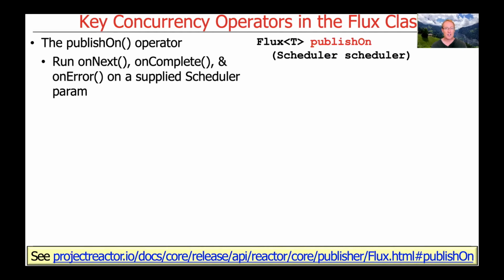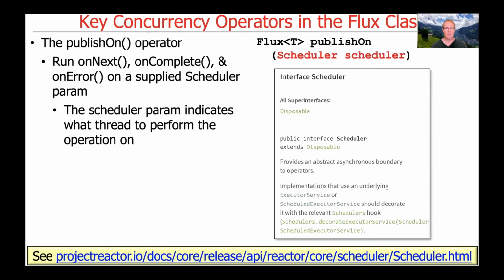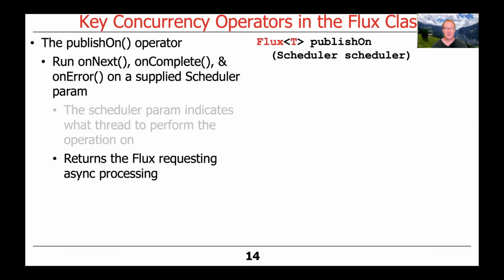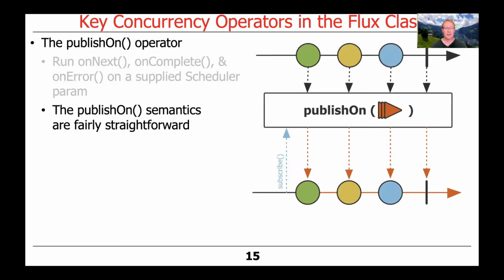Let's now turn our attention to a companion operator called publishOn. This operator arranges to run the onNext, onComplete, and onError methods on a supplied scheduler param. Once again, this scheduler param indicates what thread to perform the operation in. And it also returns the Flux that's requesting the async processing. The semantics of publishOn are a bit more straightforward than the semantics of subscribeOn.